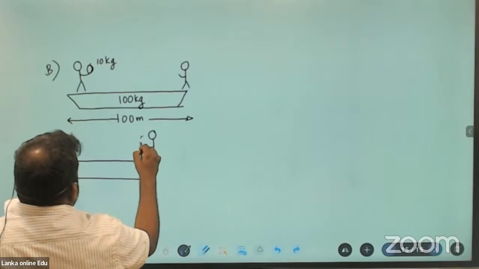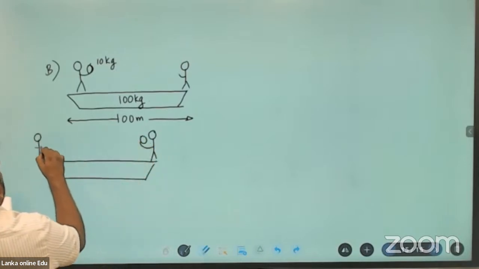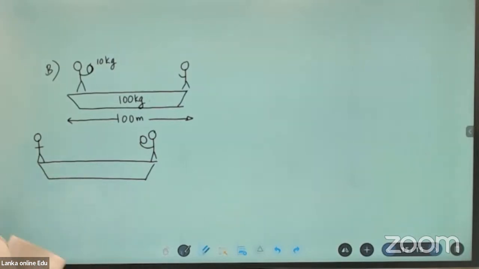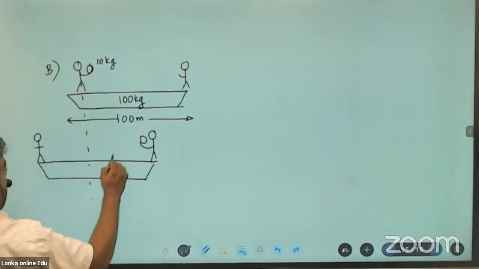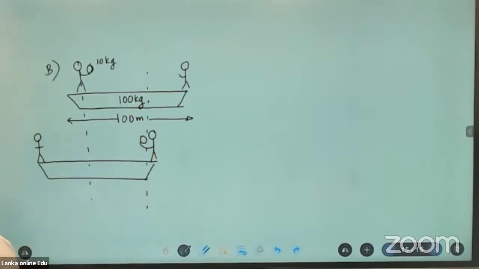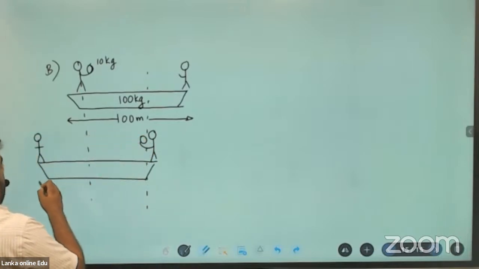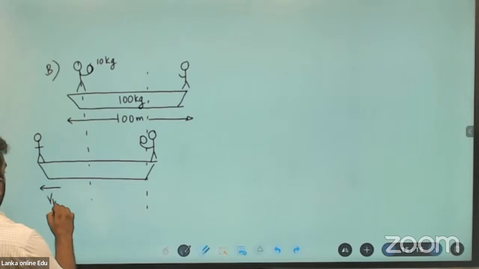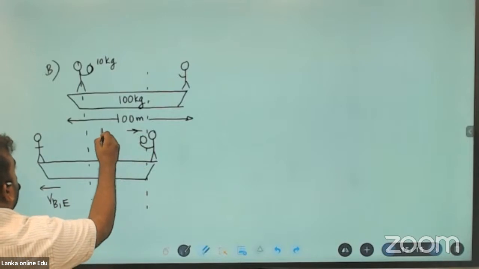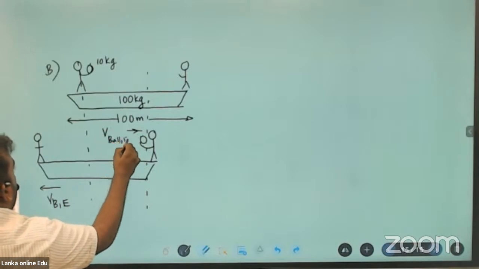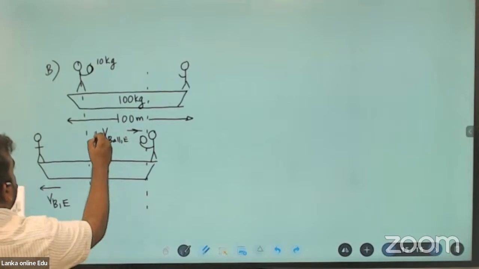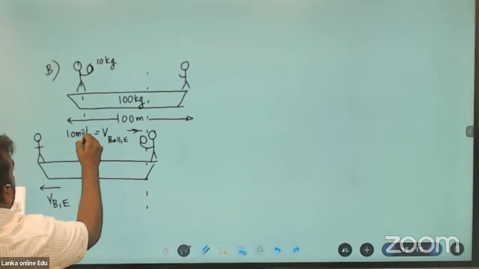This child will catch it. Have a look. Displacement of the ball plus displacement of the boat is going to be the total length. This is the velocity of the boat with respect to Earth. The ball is traveling. Velocity of the ball with respect to Earth, how much? 10 meters per second, right.